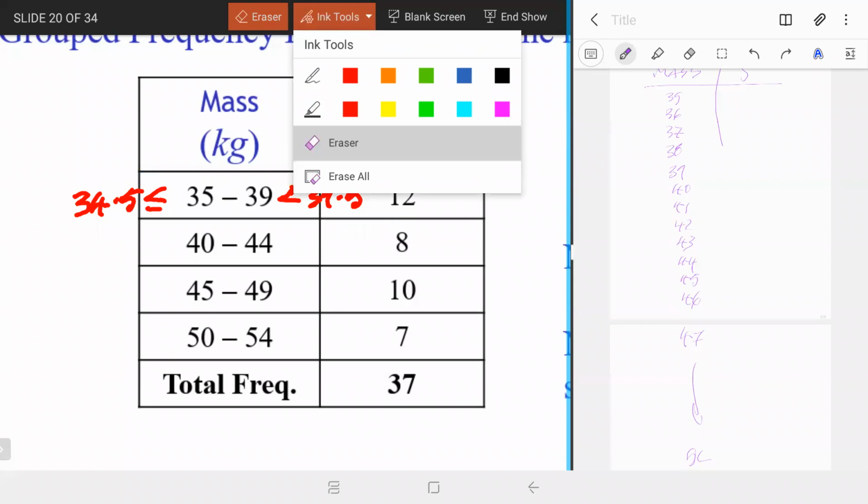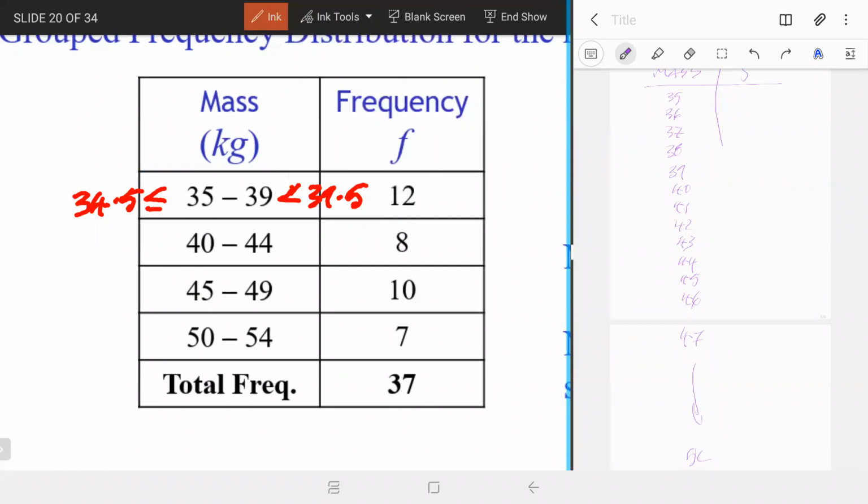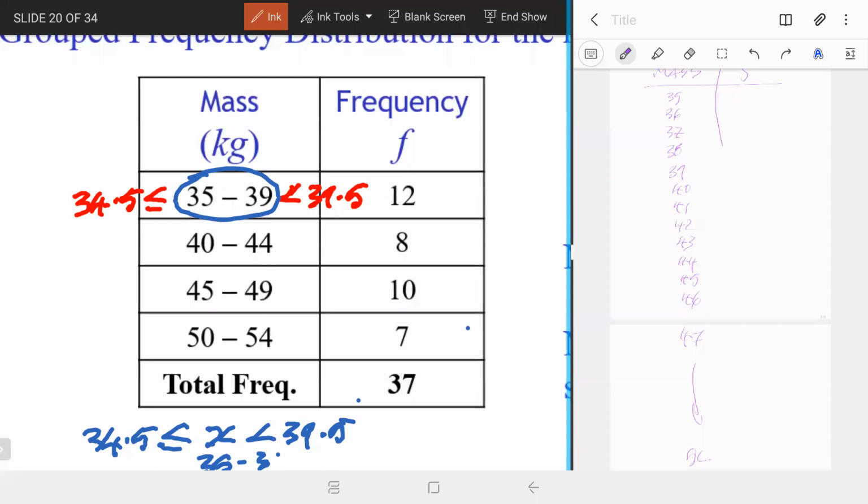Because you see, instead of writing 35 to 39, you can write this instead. You can write x, the value x, less than 39.5 and greater than or equal to 34.5. That still simply means 35 to 39. CSEC has started to write it like this in recent times, so they give the boundary values instead.